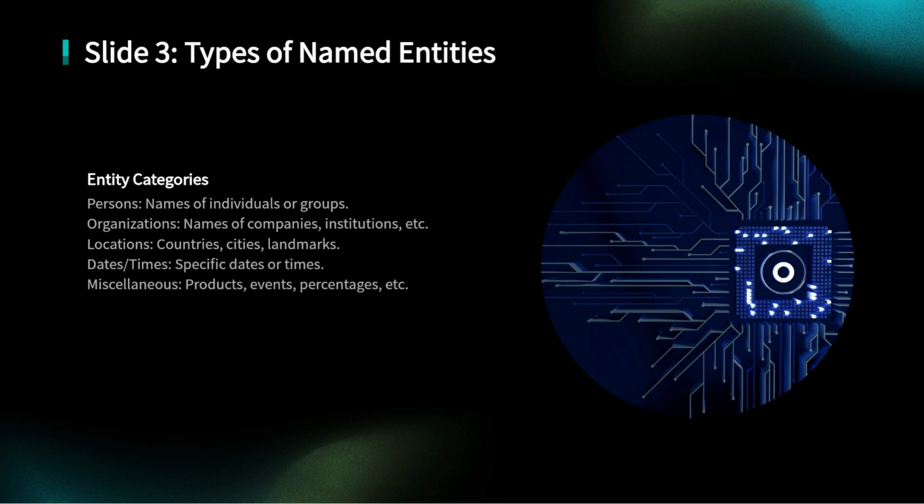Locations, LOC. This includes names of countries, cities, landmarks, and geographical features like New York, Amazon River, or Mount Everest. Dates and times, DATE, TIME: identifying dates, times, and temporal expressions such as March 15, 2025, or next Tuesday. Miscellaneous, MISC. This category includes other named entities like product names, events, and percentages. For example, iPhone 12 or Olympics 2024.